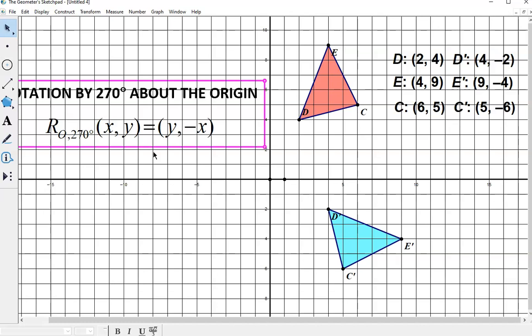Now we've done 90, we've done 180, we've done 270. We're not going to do 360 because I think you know what that does. But what happens if it was like negative 90? So let's take a look at a rotation of negative 90.